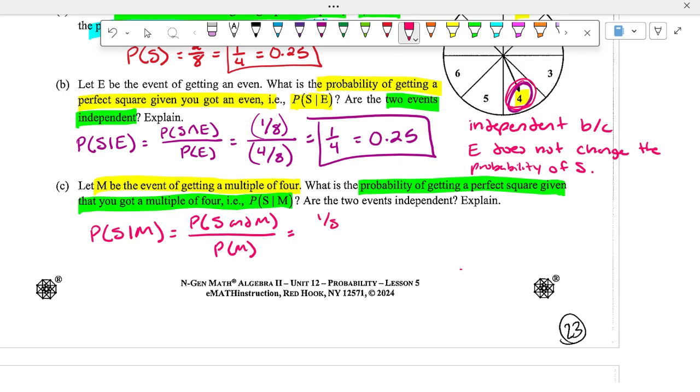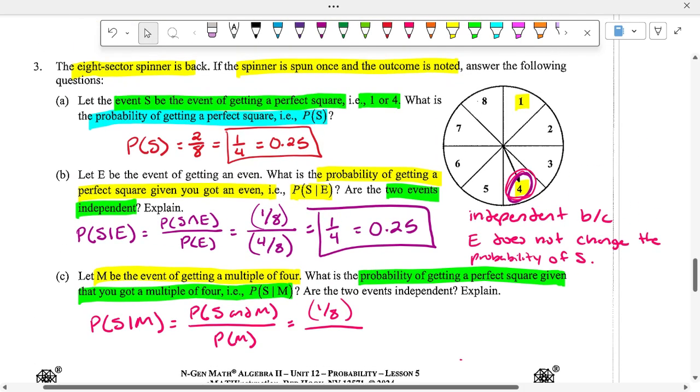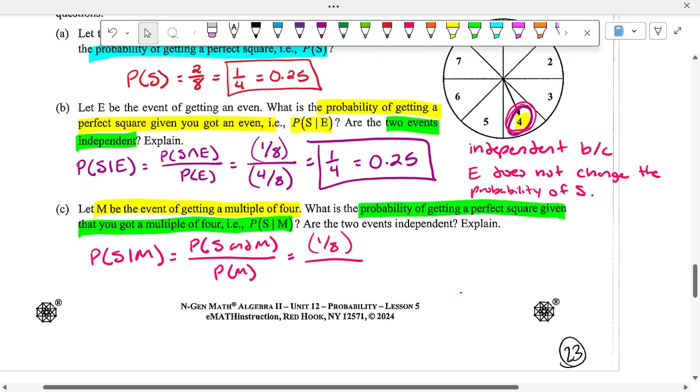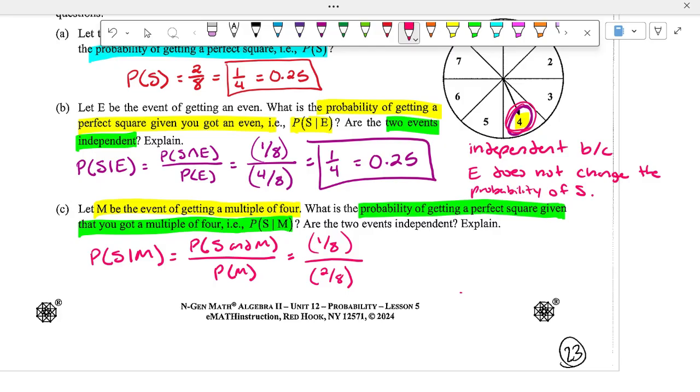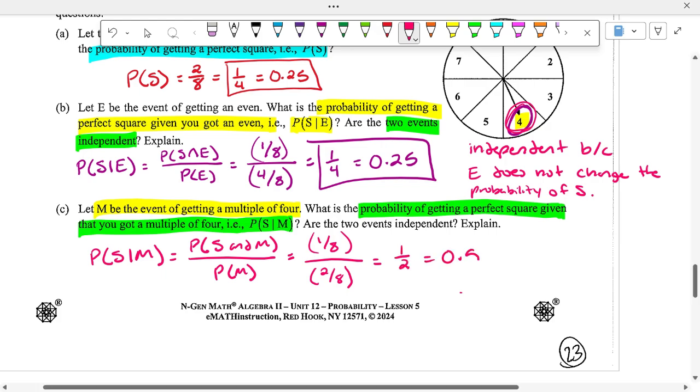So that'll be 1 out of 8. Over. How many outcomes on here are a multiple of 4? Meaning that they are divisible by 4. 2. So the probability of that happening is what? 2 out of 8. So put that in your calculator. Tell me what you get as both a fraction and a decimal. One half. 0.5. 1/2 or 0.5.